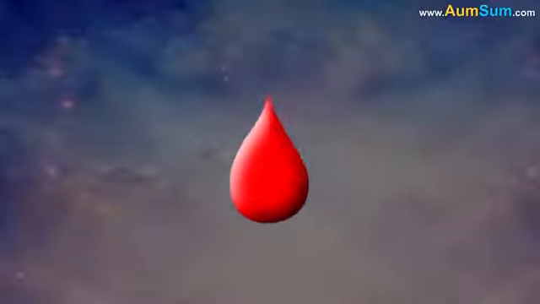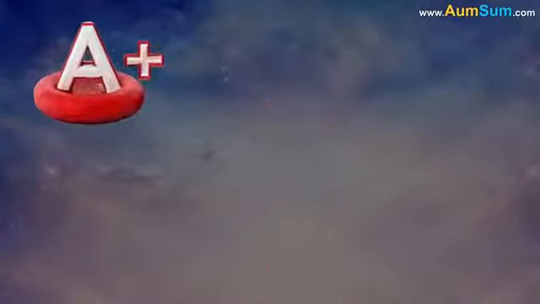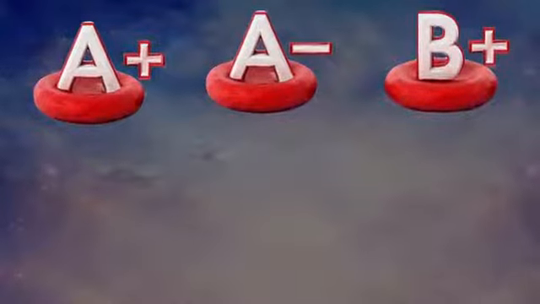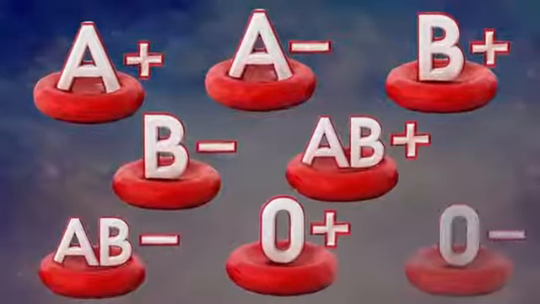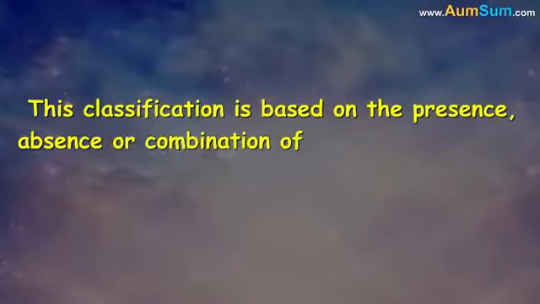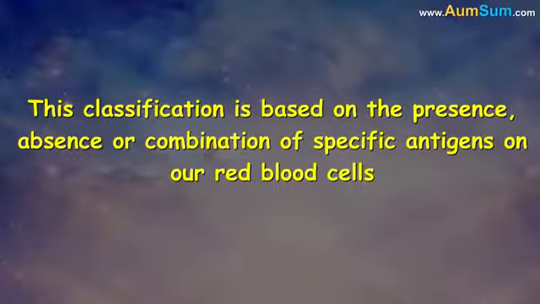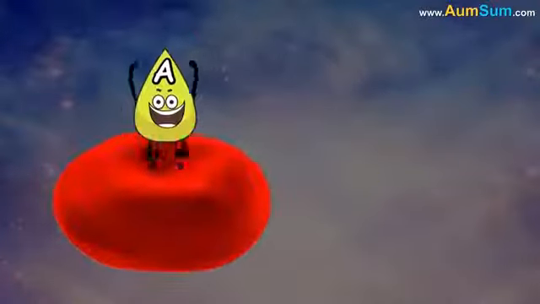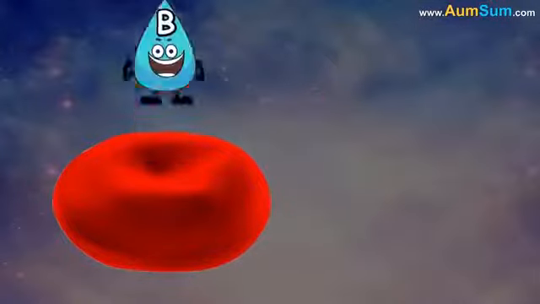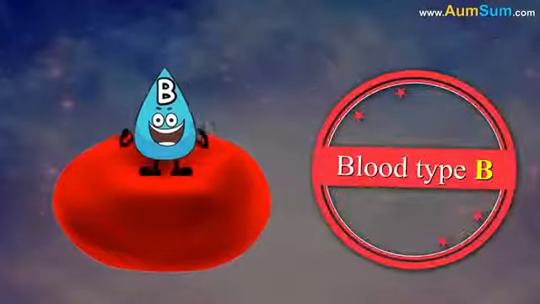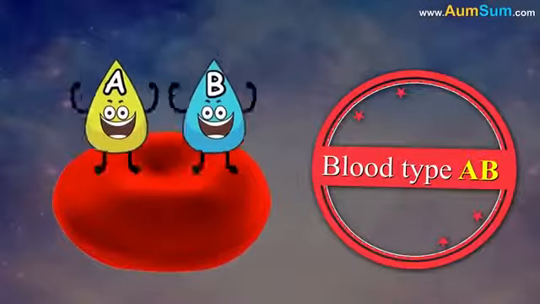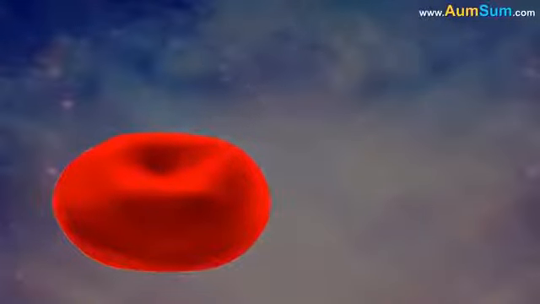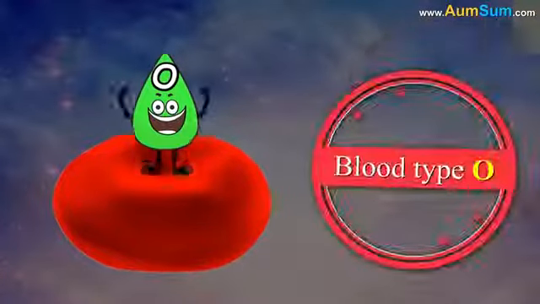Usually, our blood is classified into 8 types, namely A positive, A negative, B positive, B negative, AB positive, AB negative, O positive, and O negative. This classification is based on the presence, absence, or combination of specific antigens in our red blood cells. If we have A antigen, then our blood type is A. If we have a B antigen, then our blood type is B. If we have both antigens, then our blood type is AB. And lastly, if we neither have A nor B, then our blood type is O.